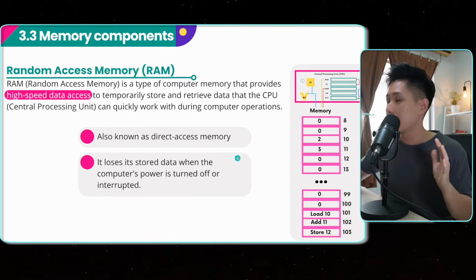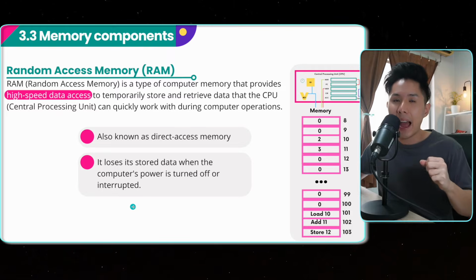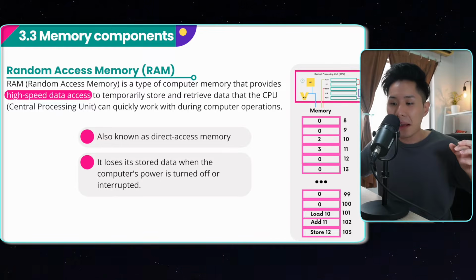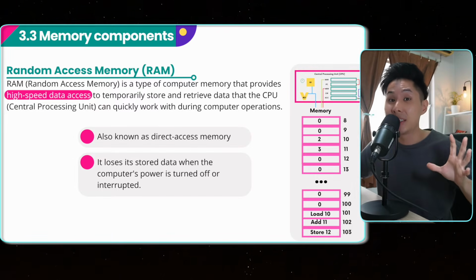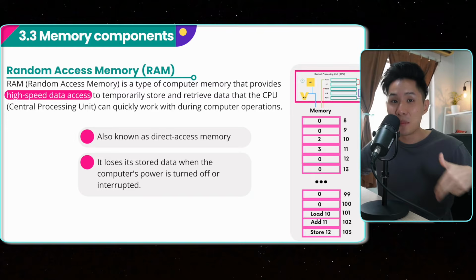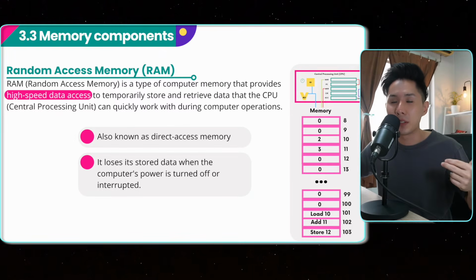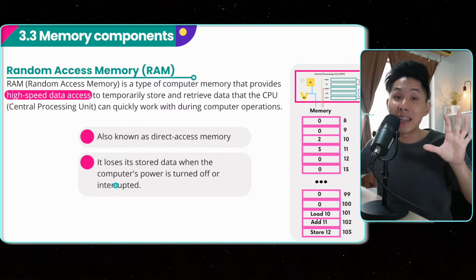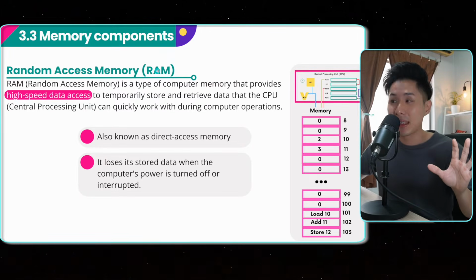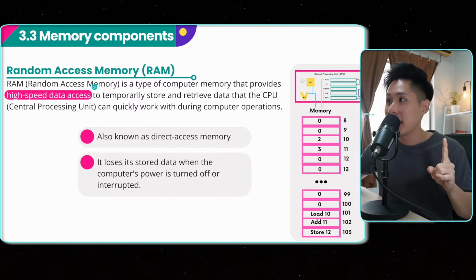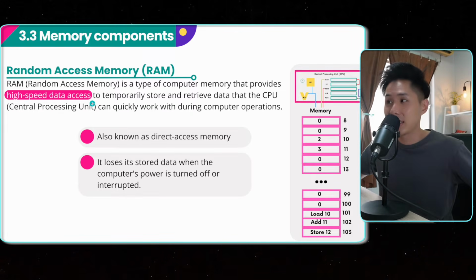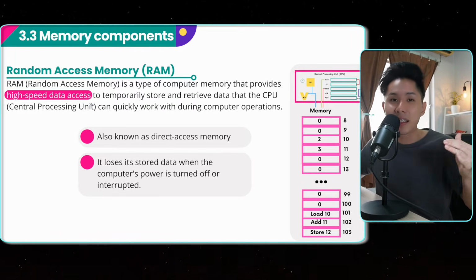The second characteristic of RAM is that it loses its stored data when the computer power is turned off or interrupted. I believe all of you have had the experience where you're playing a game and you have made a lot of progress, yet you forgot to save your progress and the computer crashed. When you restart your computer, you find out that all your progress has been lost. That's because all the progress that you make in the game is actually stored in the RAM. But because we know that RAM is temporary, if you didn't save your progress and the power is off, all the progress will be erased. So this is why game designers ask you to save your progress.